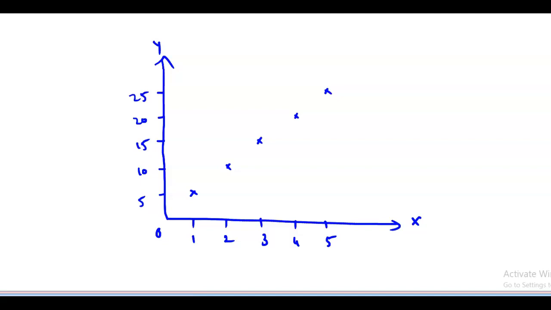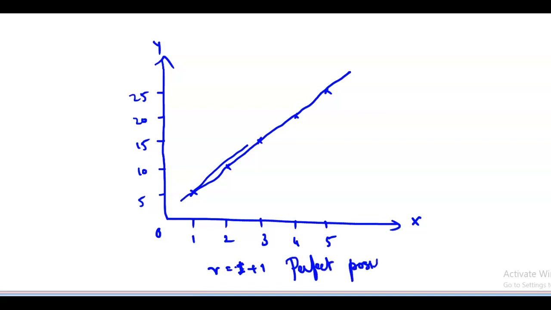Now we will join the points. All the points lie on the straight line. Therefore, we can say the correlation is R equal to plus 1, that is, perfect positive correlation. All the points are lying on the same straight line, that is, from bottom to top. Therefore, we can define it as perfect positive correlation.